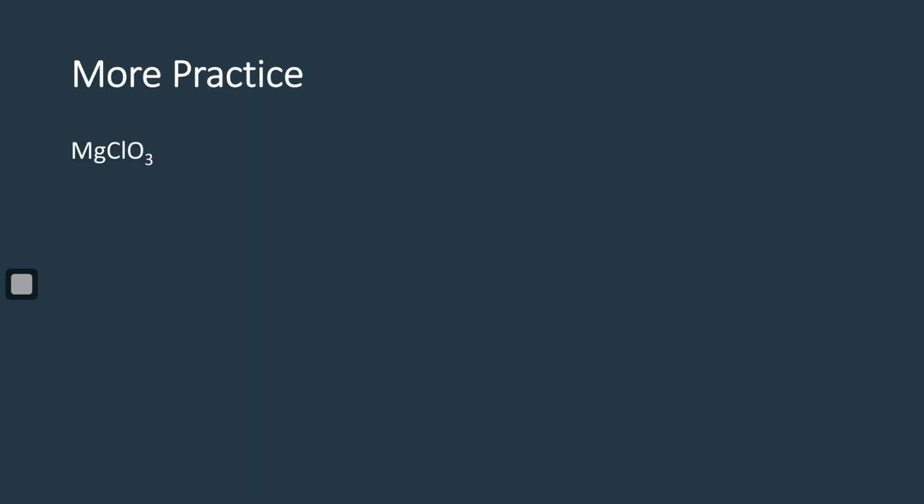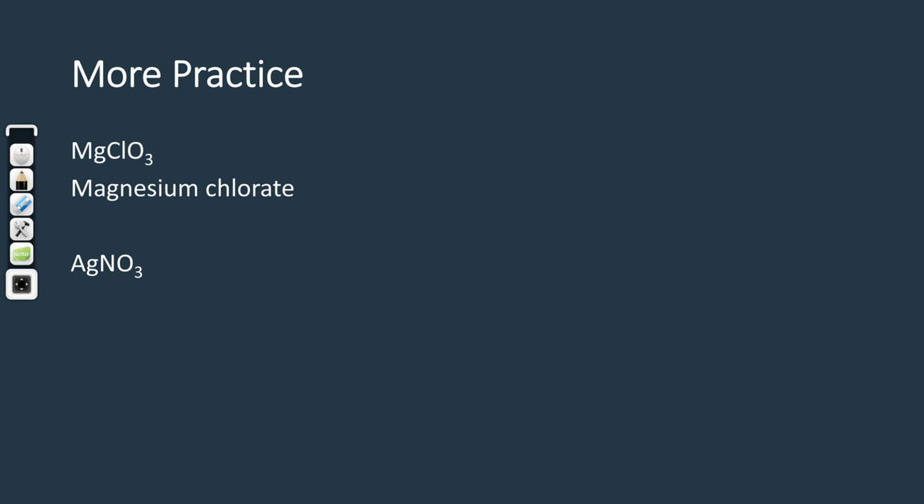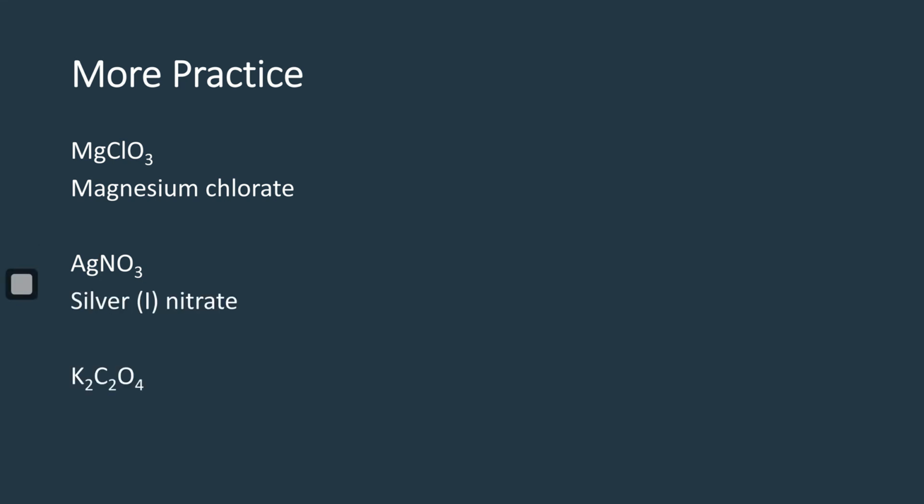Other examples, this would be magnesium, and ClO3 is called chlorate. AgNO3, Ag is a transition metal, so I would need to put the Roman numeral with it. So that would be silver, and NO3, actually, I'll go and do this one a little bit more. This NO3 on this side is -1, so this is +1. So this would be silver 1, and NO3 is called nitrate. And then K2C2O4, that's called potassium oxalate.